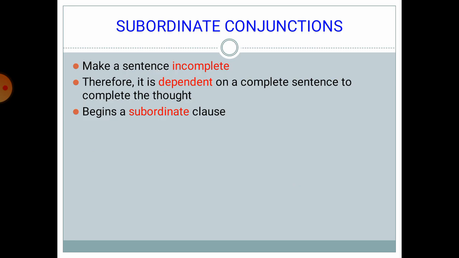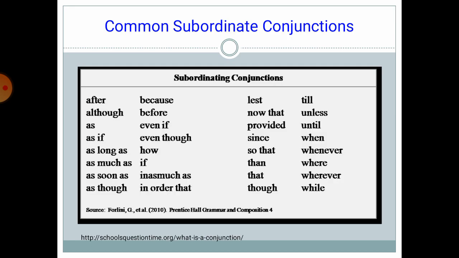Subordinate conjunctions. These make a sentence incomplete. Therefore, it is dependent on a complete sentence to complete the thought. It begins a subordinate clause. Okay, this is a good point. You're going to see all the time first the subordinating conjunction.